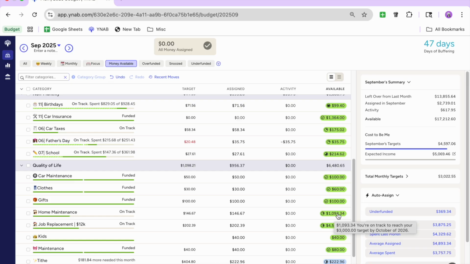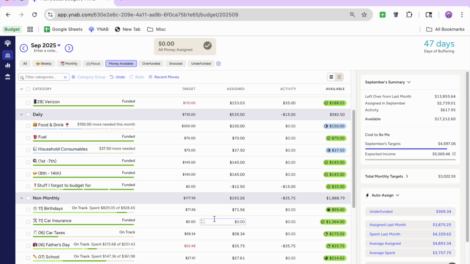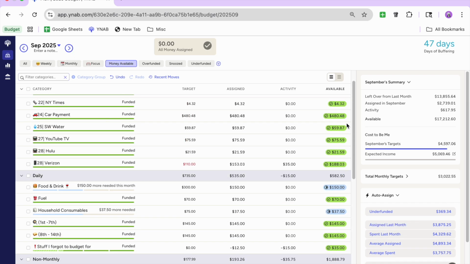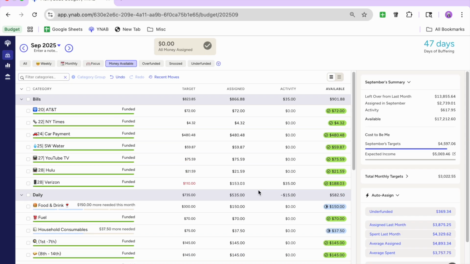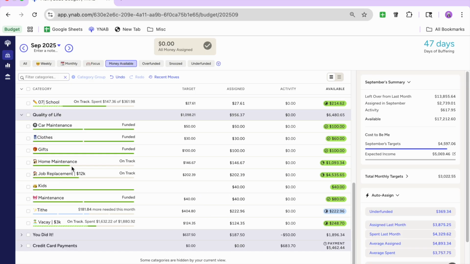I think what I'm going to try to do is as I get these next few paychecks, if I have money left, I'll start assigning into the month of October. And that way I don't have to really lose any of the money that I have in the current categories, if that makes sense.